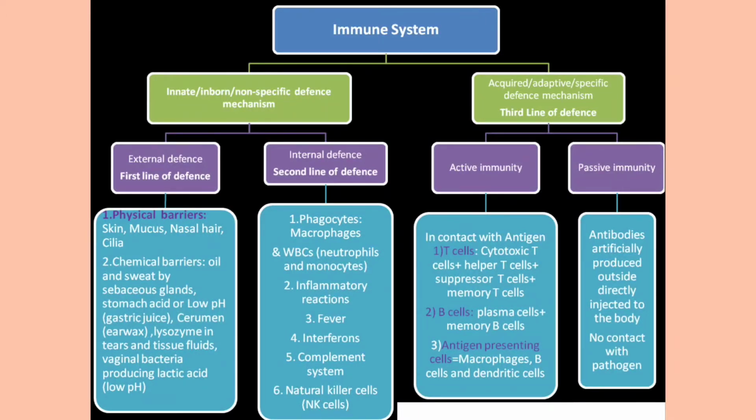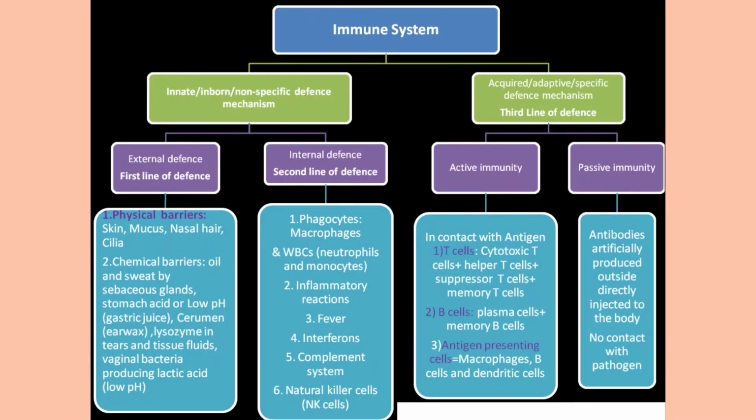In the first line of defense, there is a physical barrier. Physical barriers are skin, mucus, nasal hair and cilia. Chemical barriers: oil and sweat by sebaceous glands, stomach acid or low pH, that is gastric juice, cerumen or earwax, lysozyme in tears and tissue fluids, and vaginal bacteria producing lactic acid, that is low pH.